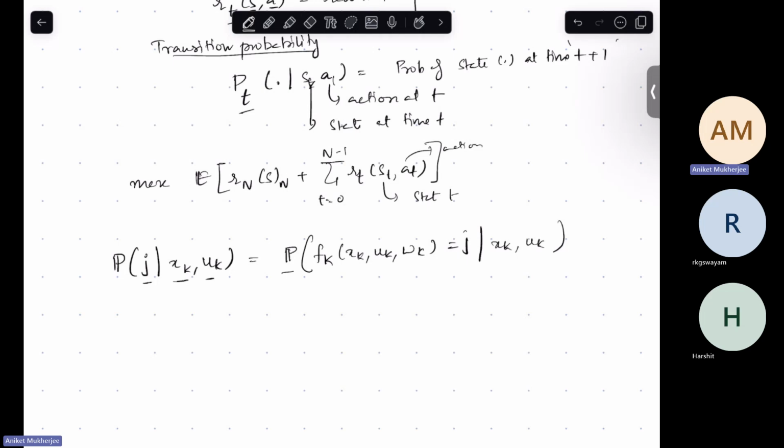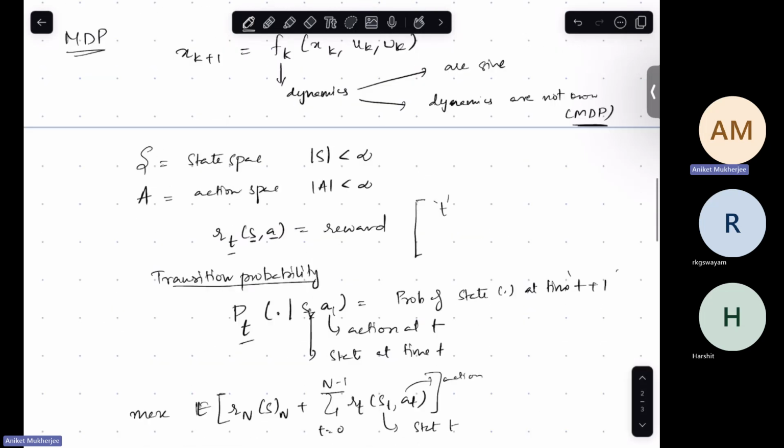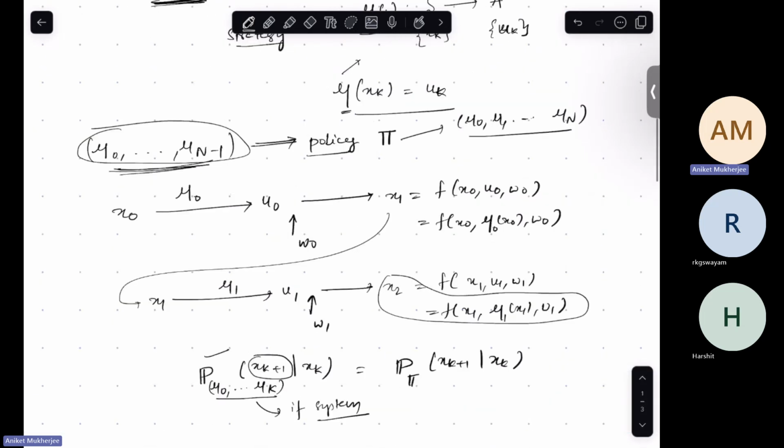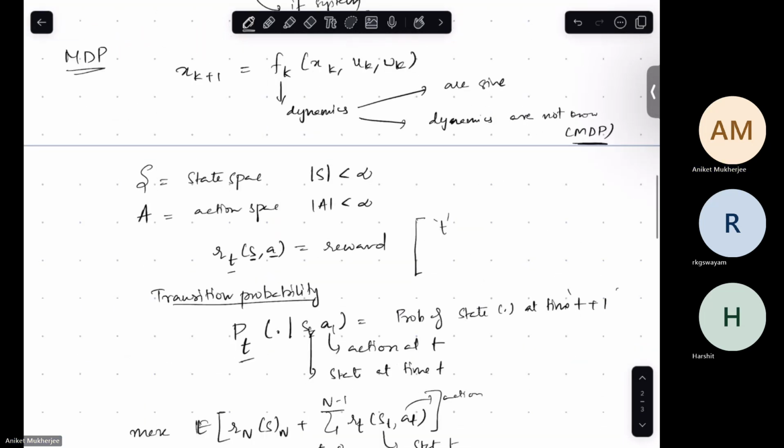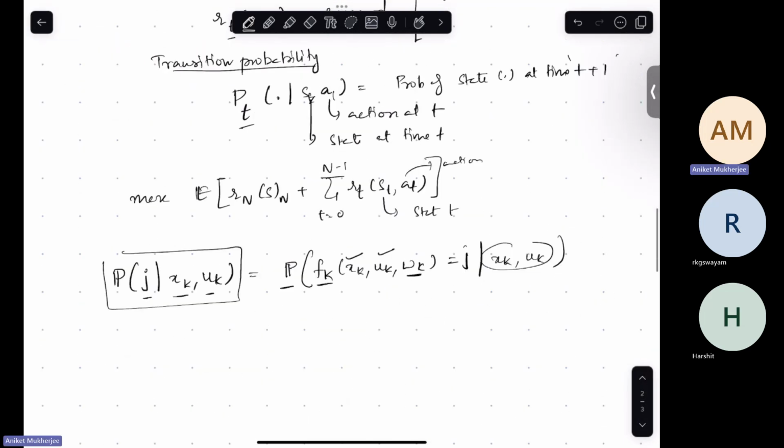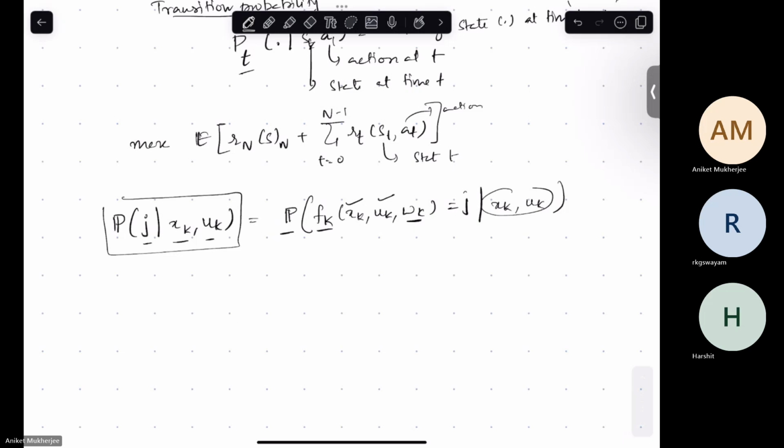Here, this probability is over the randomness of wk. You know what xk and uk are because they're given, it's conditioned on them. So if you know the dynamics, you can find the transition probabilities. So the whole setup of stochastic control could be formulated as an MDP also. Okay, I hope that is clear.